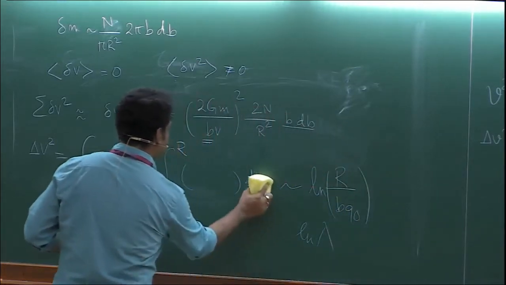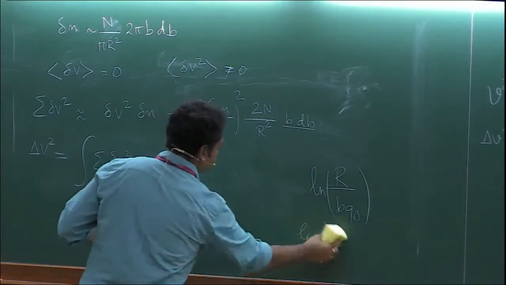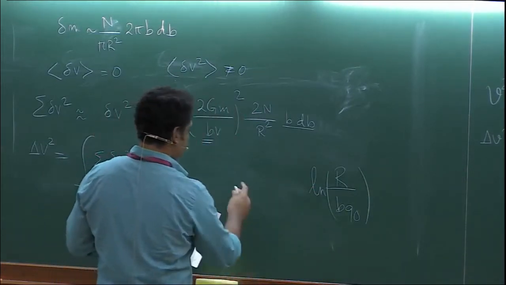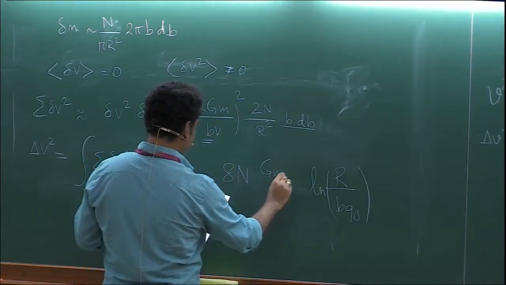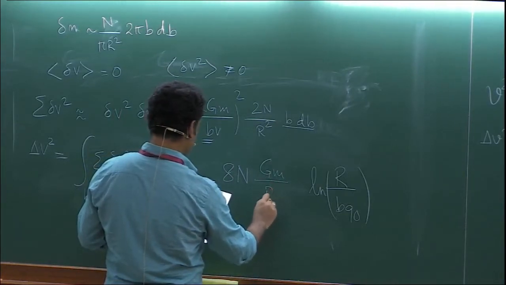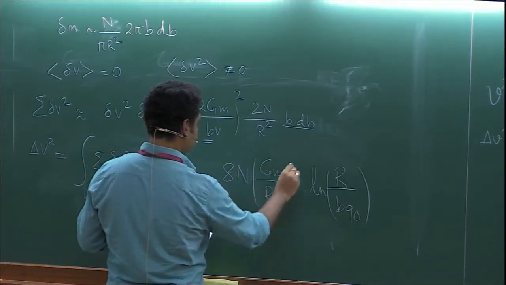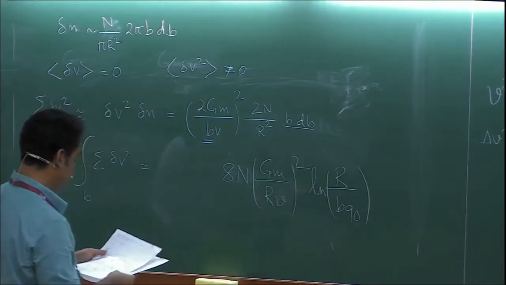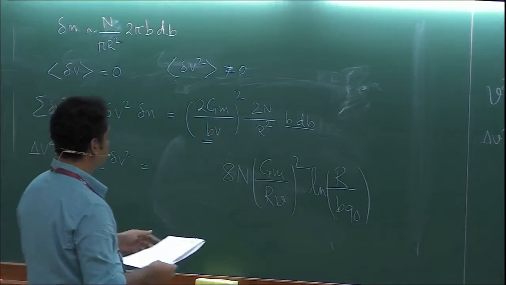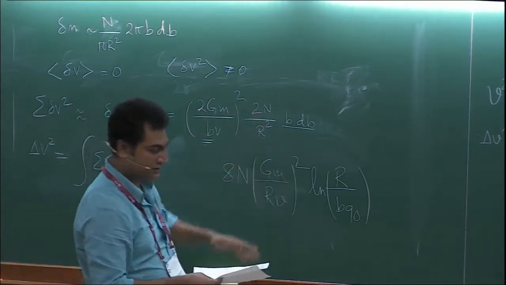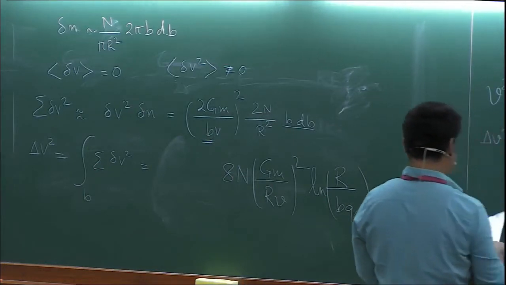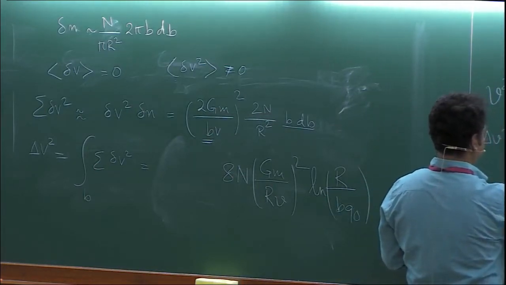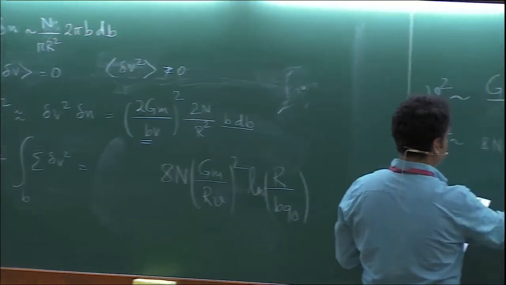Let's just not be lazy. It will be something like 8n gm over rv square. This is just solving for the constants. I thought I could just be lazy and skip it, but now I will need it. So that is 8n ln lambda.